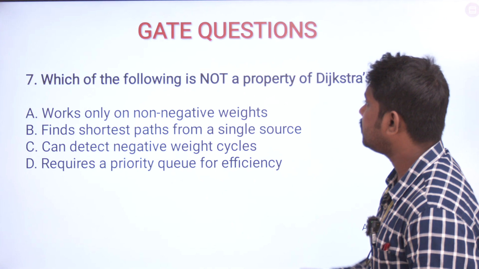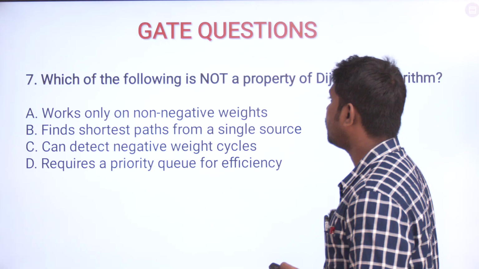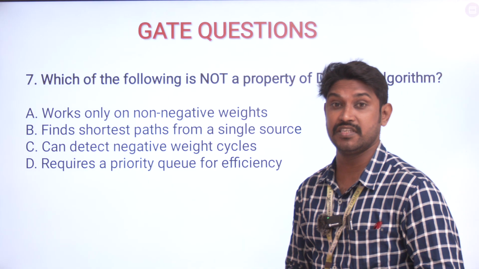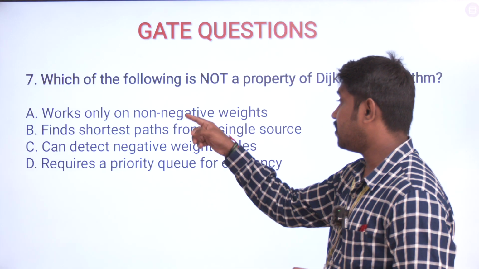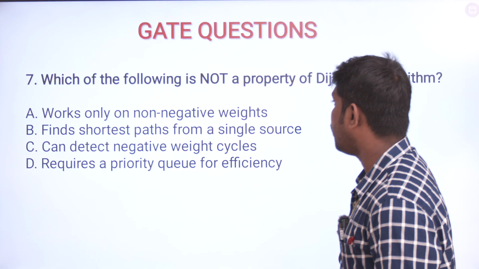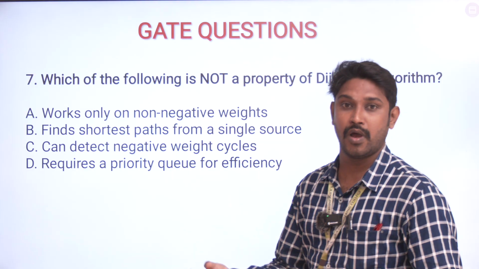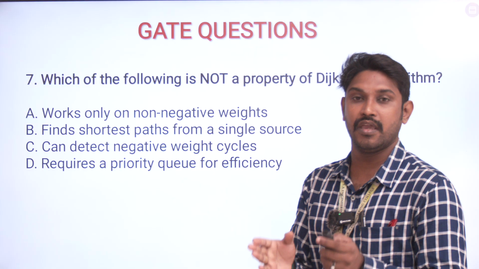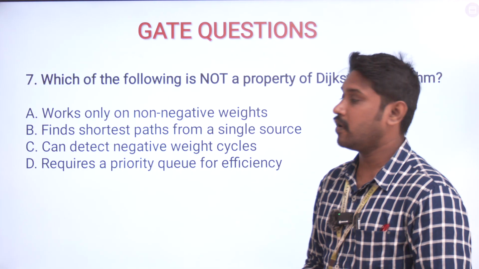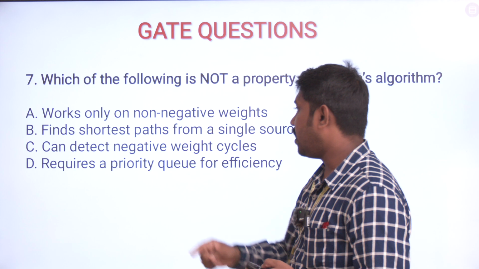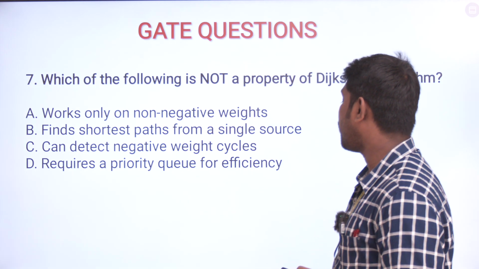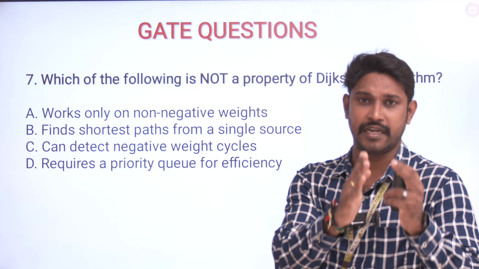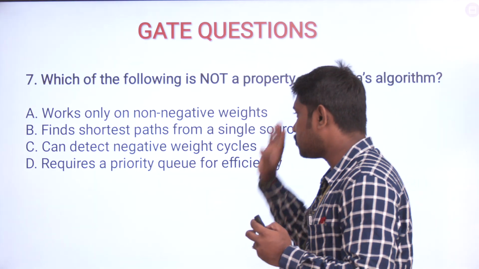This is the last question we are going to discuss. Which of the following is not a property of Dijkstra algorithm? The first option, works only on non-negative weightage, as I told you. This is correct because Dijkstra algorithm works on non-negative values. The second option is find shortest path from a single source. We have to find the shortest path from a single starting node to the ending node. So option B is also correct.